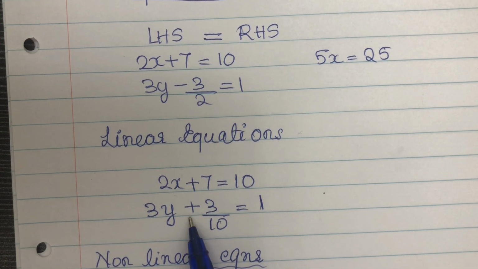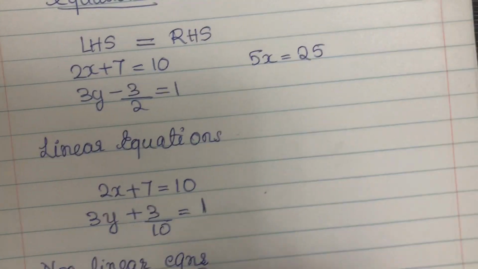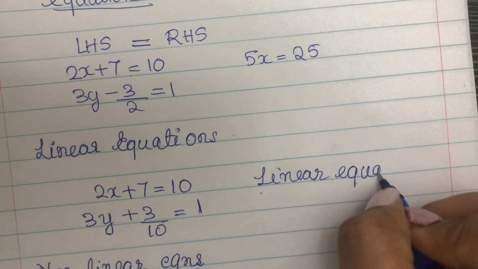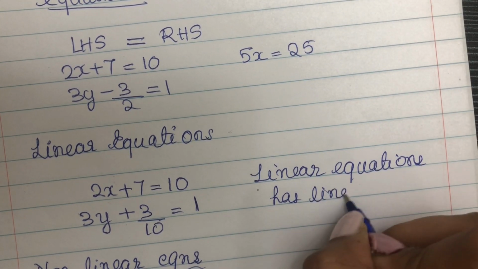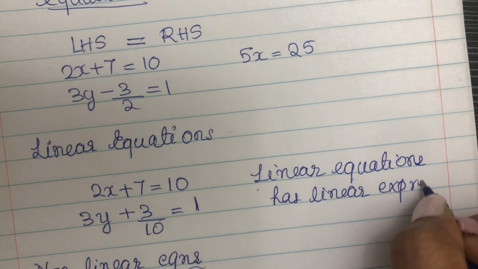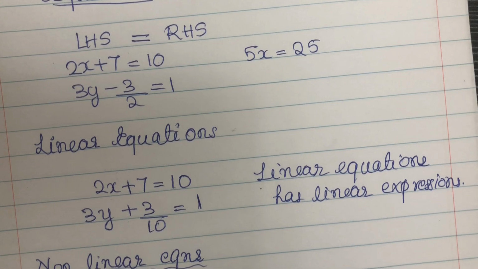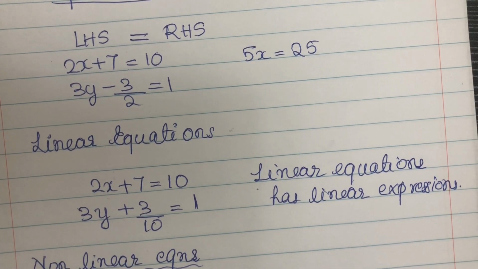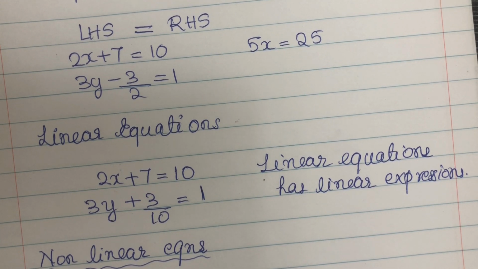Then only it is what? Linear equation, right? Linear equations have linear expressions. So what is a linear expression? A linear expression has the highest power of the variable not greater than 1. It should not be greater than 1. So a linear equation is an equation when the highest power of the variable of the expression is 1.